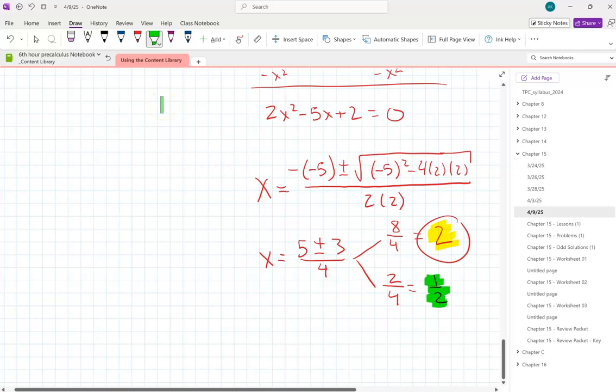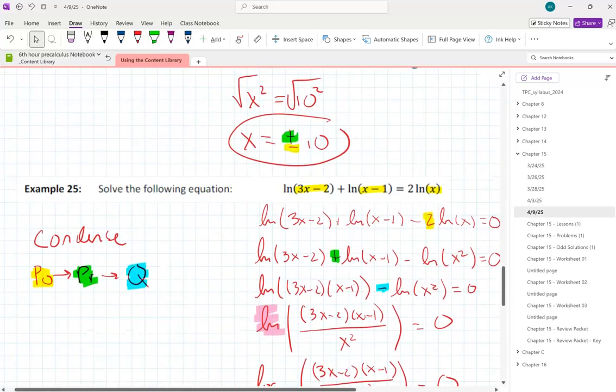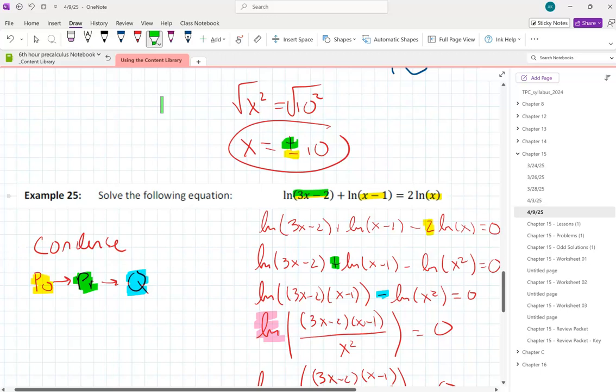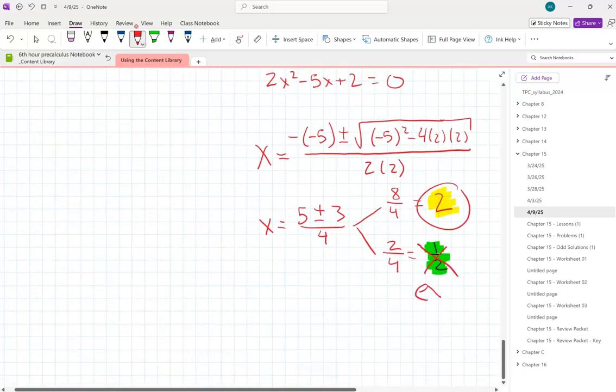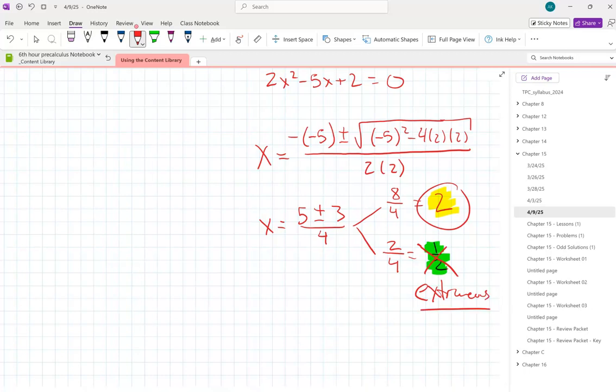Now let's check the 1/2. 3 times 1/2 minus 2. 3 times 1/2 is 1.5. 1.5 minus 2, that's negative. I'm stopping right now. I discard that guy as extraneous. So as soon as I get one of them that works, or one of them that's not positive, I'm done.